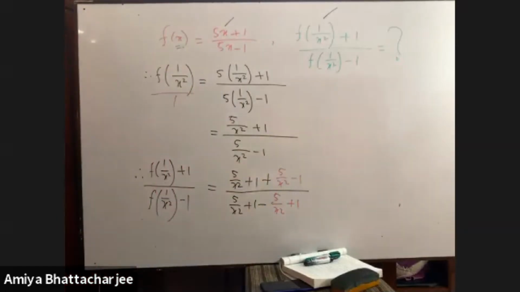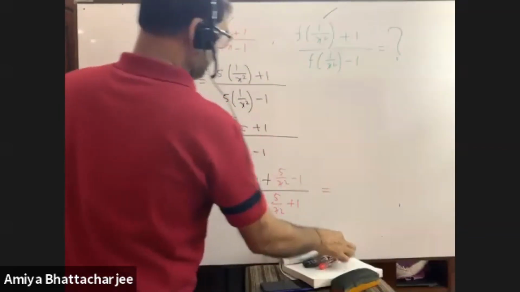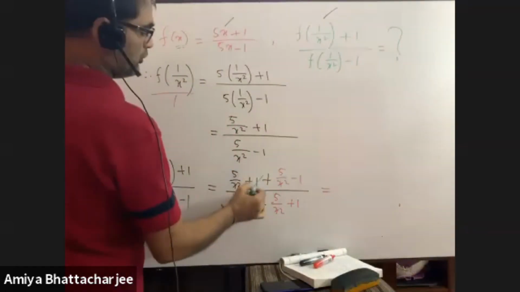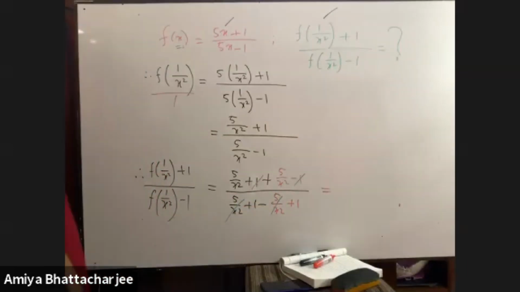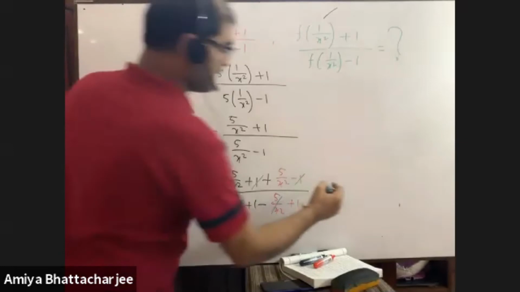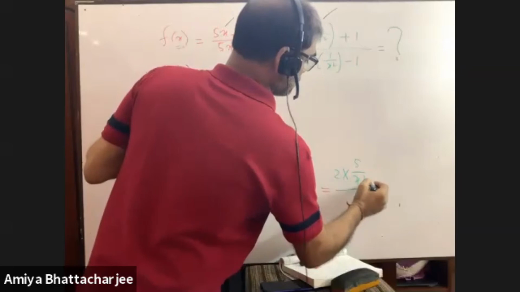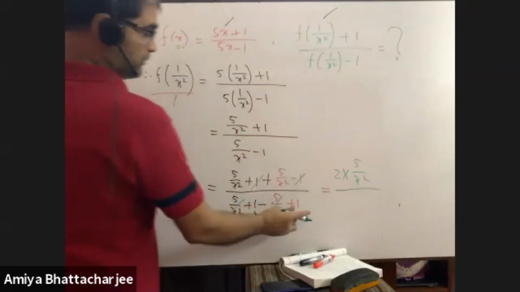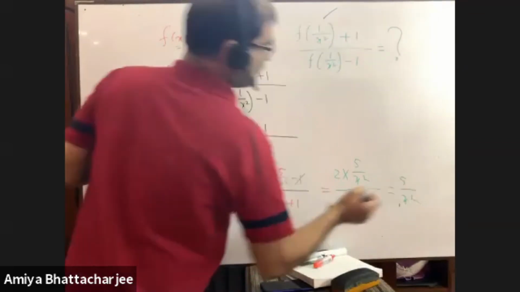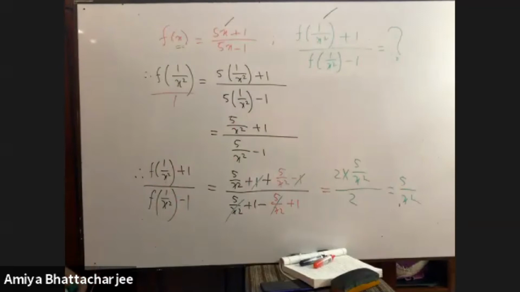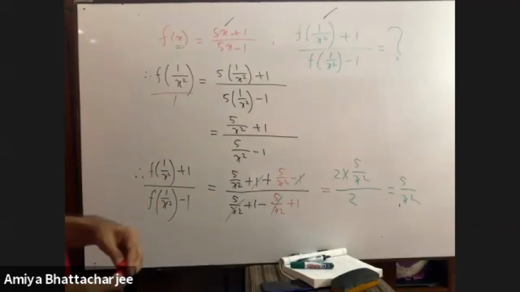Now calculate it. In the numerator, you see, 1 and 1 will be omitted from here. And here 5 by x square minus 5 by x square will be omitted. So in the numerator we are getting 2 into 5 by x square. And here 1 plus 1 equals to what? 2. That is 5 by x square. It is our answer. This math also will be given in the exam. When you get it tomorrow, then you will remember me.